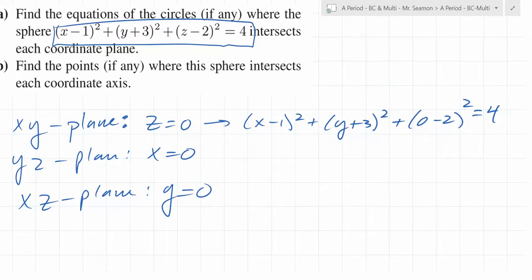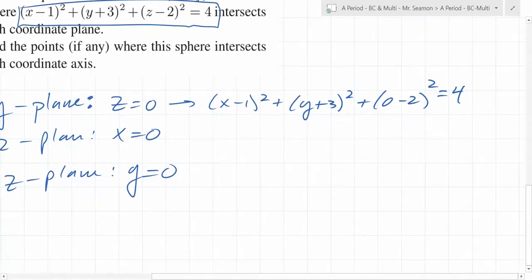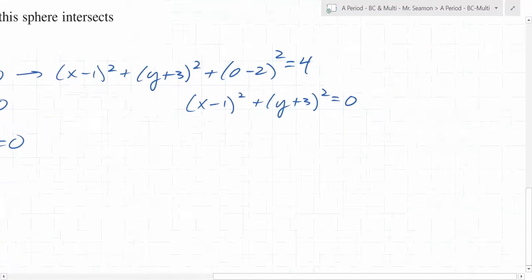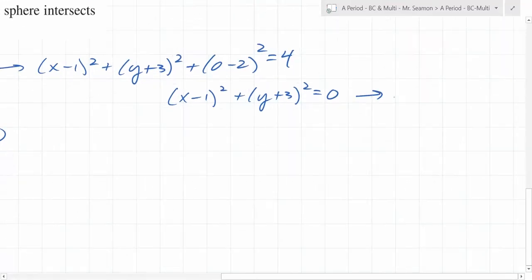Can you clean this up a little bit? Yeah, you can clean it up a little bit. And what do you end up with? (x minus 1) squared plus (y plus 3) squared is equal to what? 0. So what does this mean? This is a really complicated way to describe what? A point. One point. Yeah, because how many solutions does this have?